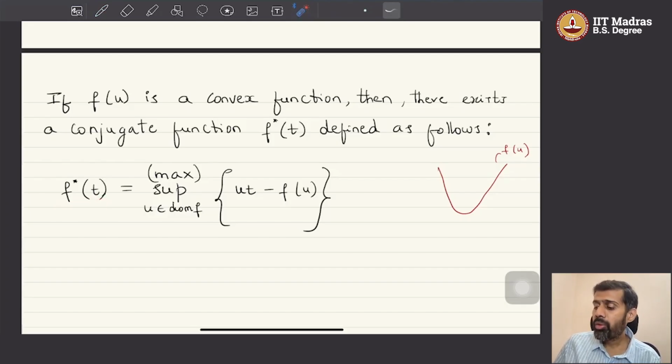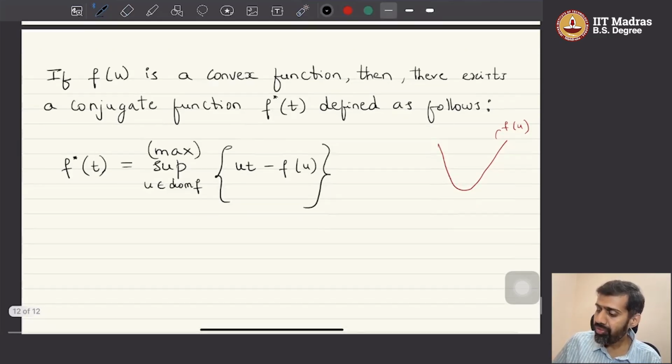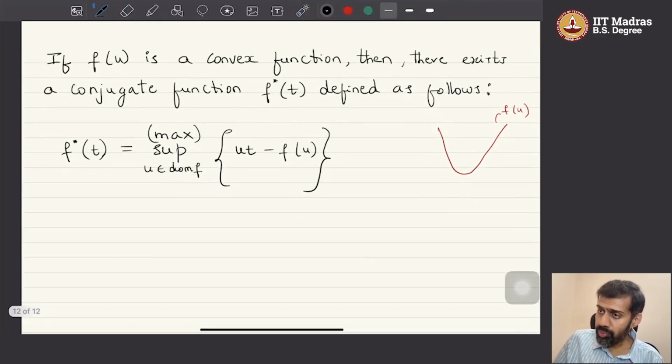So how do you do that? At every point, one constructs multiple lower bounds on that particular u and chooses the tightest of all those lower bounds as the value of the conjugate at that particular point. So that is the definition of what a convex conjugate is. Every convex function would have a corresponding conjugate. Now, there are a few properties that we need to look at of f star.